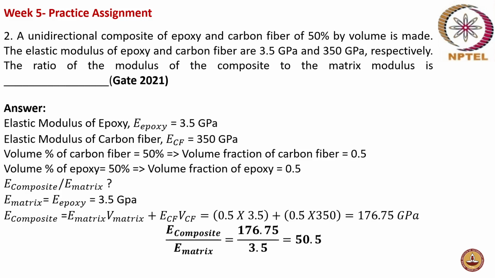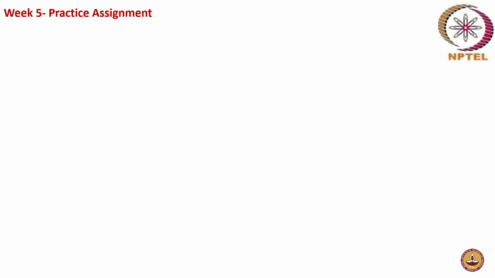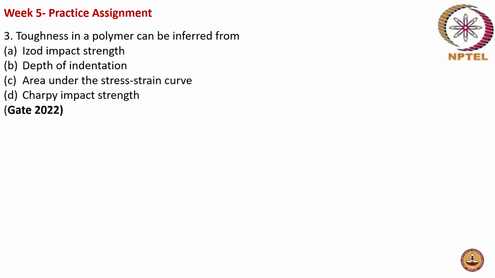So it is 50.5 is the answer. Okay, now next. Toughness in a polymer can be inferred from, can we infer the toughness from Izod impact strength or depth of indentation or area under the stress strain curve or Charpy impact strength? This is again a GATE 2022 question. Very straightforward question.